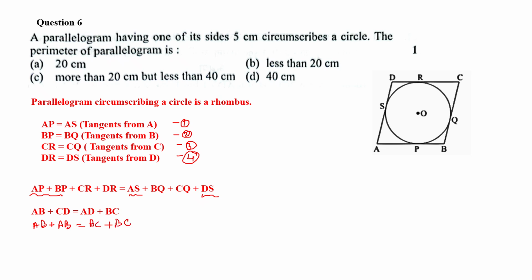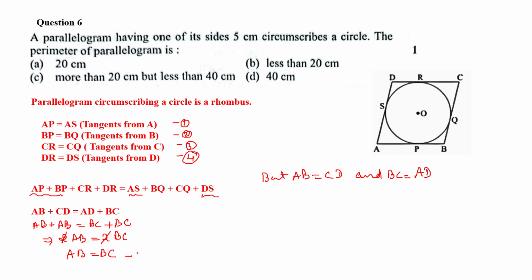Why? Because opposite sides are equal in a parallelogram. So twice of AB is equal to twice of BC. 2 and 2 you can cancel. So AB is equal to BC. But AB is equal to CD, it's a parallelogram. And BC is equal to AD.